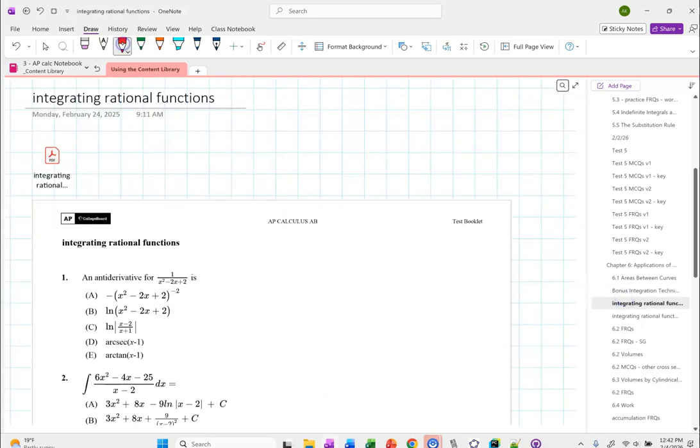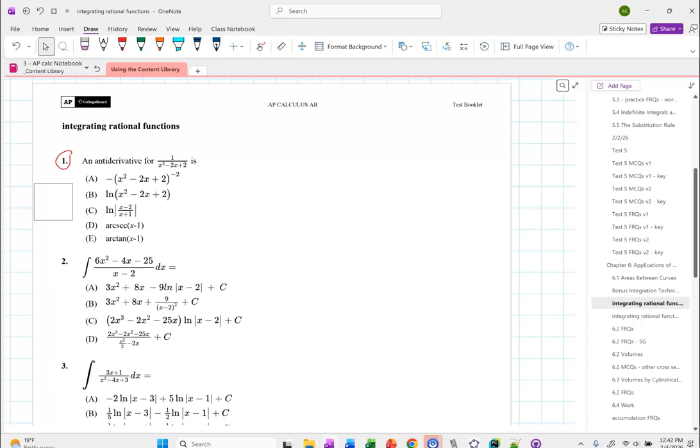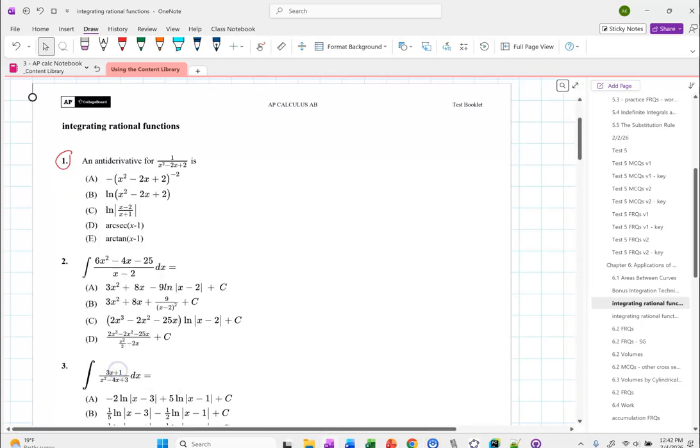So I collected like 15 multiple choice questions from the AP site involving these 3 integration techniques. Let's do the first one together, and I'll leave the other 14 for you guys to practice. Sound good? Okay.